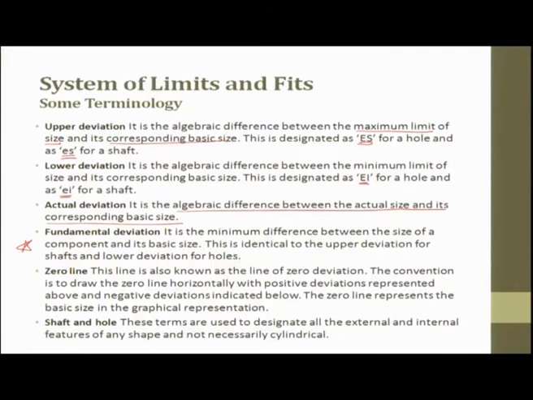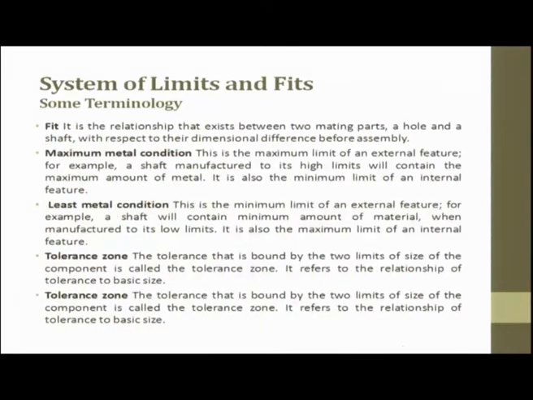Zero line, the line is known as the line of zero deviation. The convention is to draw a zero line horizontal with positive deviation represented above and negative deviation represented below. A shaft and a hole are terms used to designate all the external and internal features of any shape, and not necessarily cylindrical. So, these are some of the terminologies which we have been going through in this chapter.